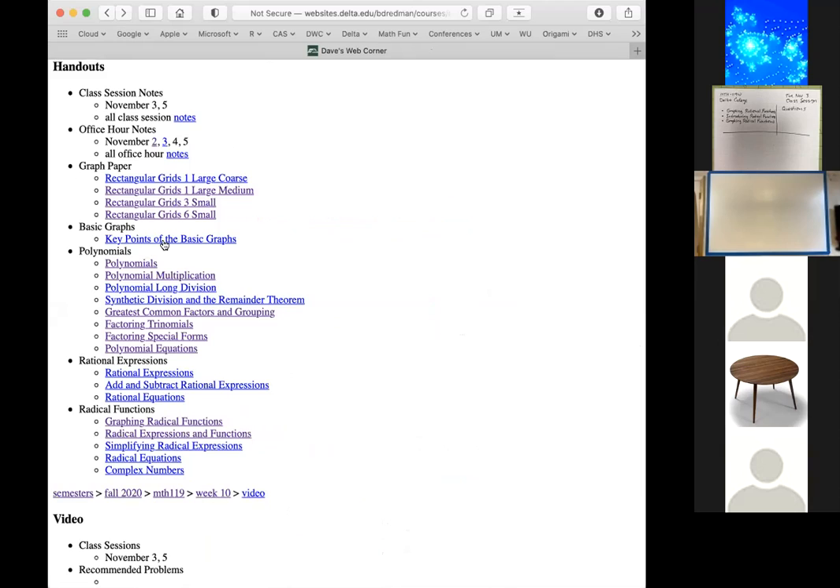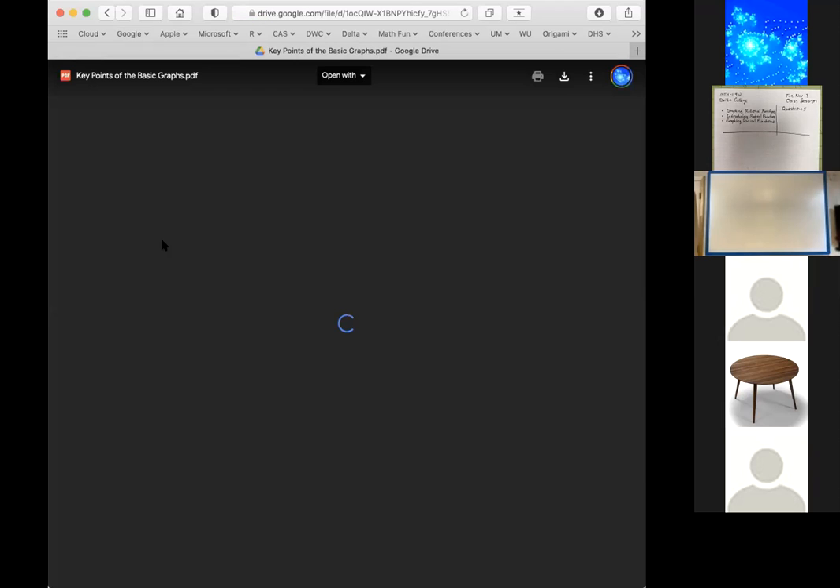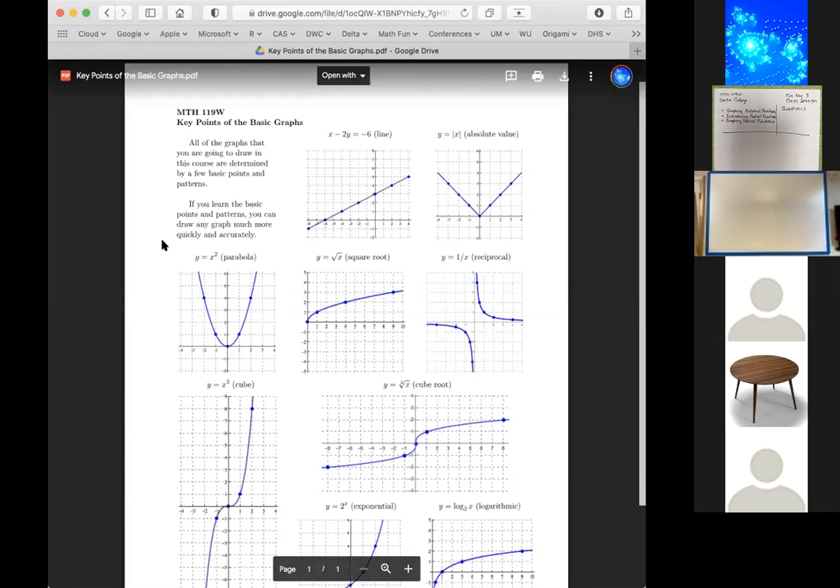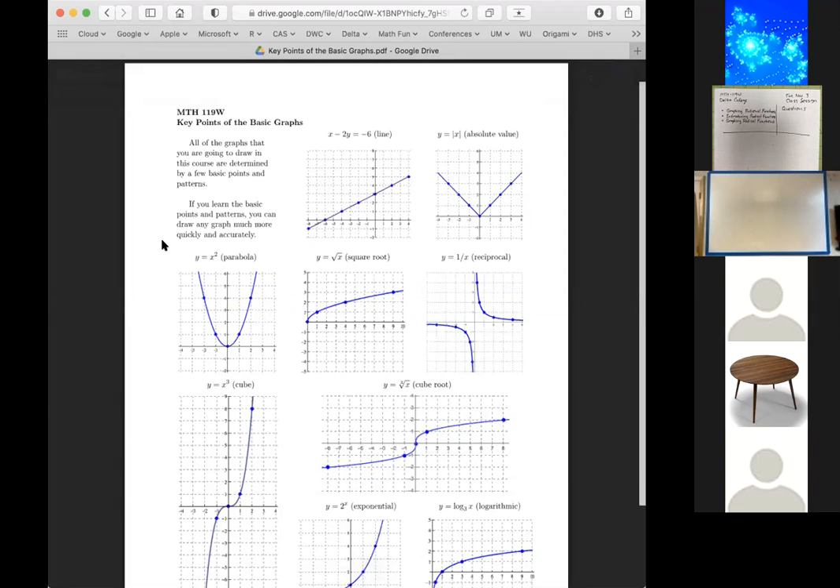I also want you to remember this really old handout because we've been doing maybe more algebra than graphing. And maybe a long time ago, I showed you this handout and said, here are some basic graphs. Here are the key points of some basic graphs. But we haven't been doing lots and lots of graphing. Now we're going to do a little more graphing in the next time period.